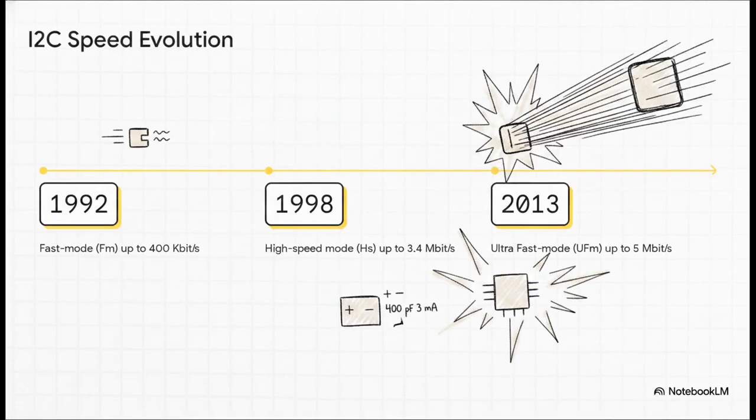And this problem has literally only gotten harder over time. Just look at the evolution of I2C speeds. Back in 1992, fast mode was just 400 kilobits per second. By 1998, high-speed mode pushed it to 3.4 megabits. And in 2013, ultra-fast mode hit an incredible 5 megabits per second. As bandwidth demands exploded into the megabits, maintaining clean signal integrity against that 400 picofarad limit became the ultimate engineering challenge. You simply cannot drive a heavily loaded bus at megabit speeds with a tiny 3 milliamp transistor.